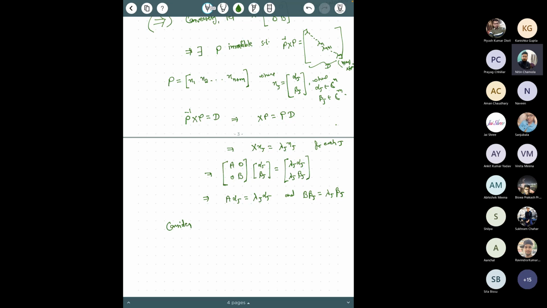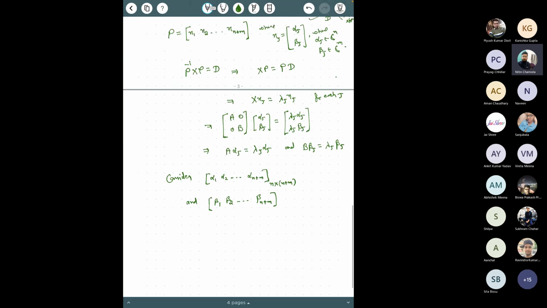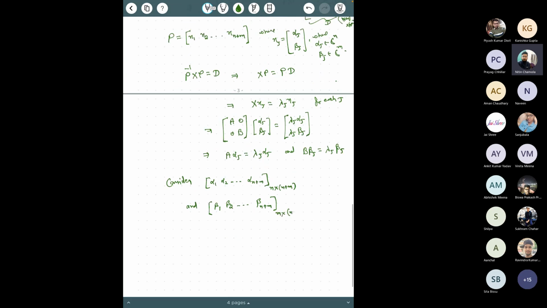So now consider this. Let's say the matrix alpha 1, alpha 2, and so on to alpha n plus m. So these are n rows. What would be the size of this? It is n cross n plus m. And also consider this matrix beta 1, beta 2, and so on to beta n plus m, and it is of size m cross n plus m. Okay.